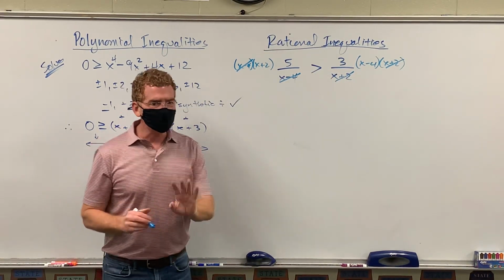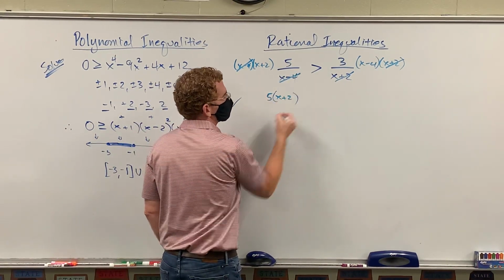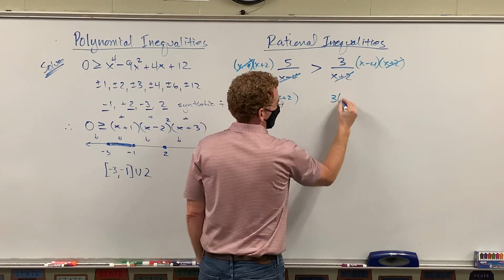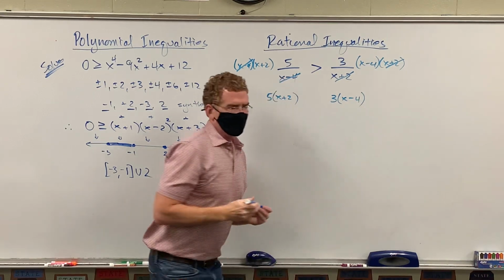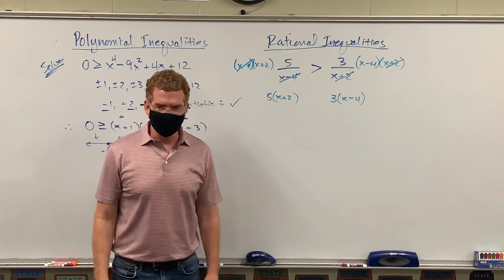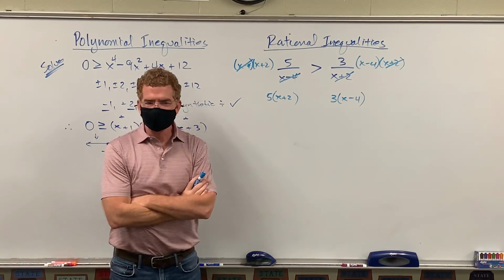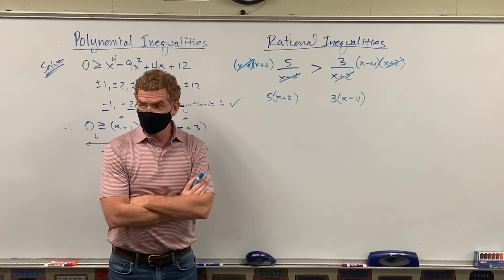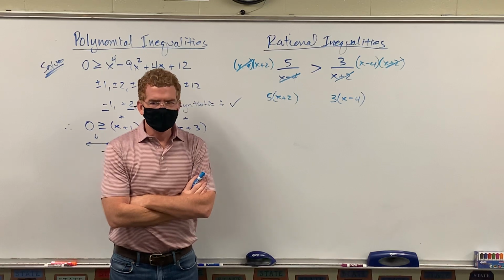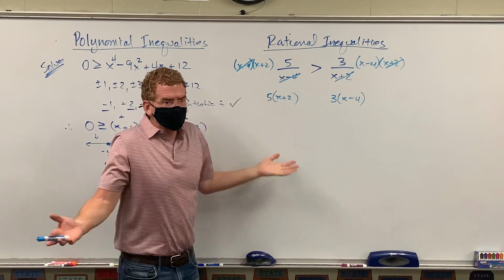Now, what do I have left? I have the 5 and the x plus 2, which I could have multiplied together, but I'm waiting on that for a second. And I have the 3 and the x minus 4. And here's the critical point right here. No pun intended with math humor. What sign do I use? Oh, you don't know. Why don't you know? Yeah, you don't have any idea what x is.